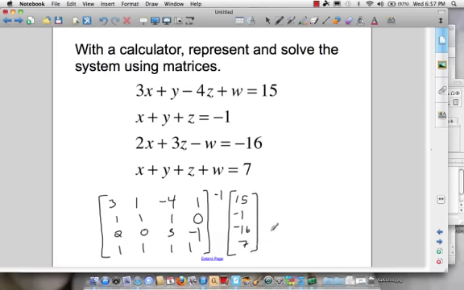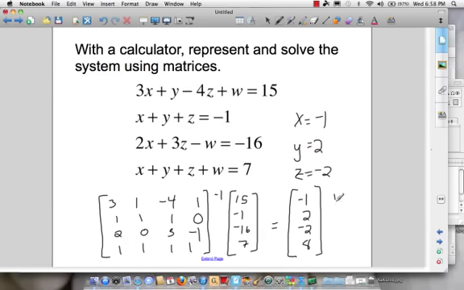You also need to be able to represent the system using matrices. I'm not going to go through that here. That was the previous video. If you crank out this matrix arithmetic in your calculator, the result is going to be negative 1, 2, negative 2, and 8. You should check that on your own, but then you need to know that what that means is x is negative 1, y is 2, z is negative 2, and w is 8. And that's what you need to be able to do for the quiz next time.